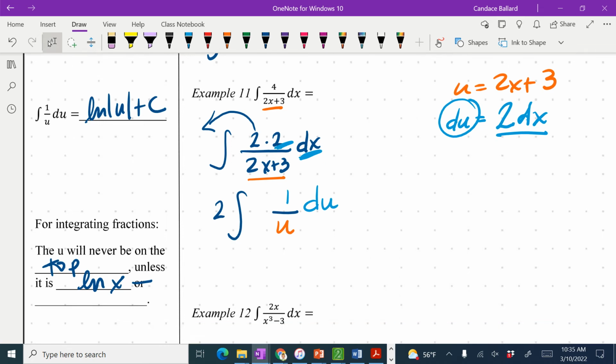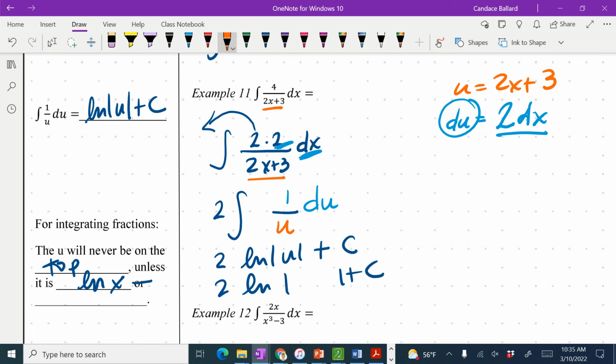Let's integrate it. When I integrate 1/u, what do I get? Yep, natural log absolute value of u plus c. Good. So 2 natural log absolute value of 2x plus 3 plus c.